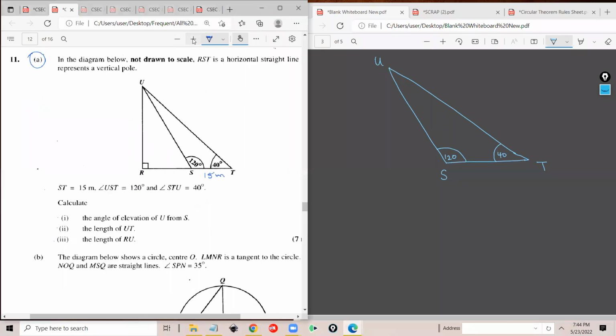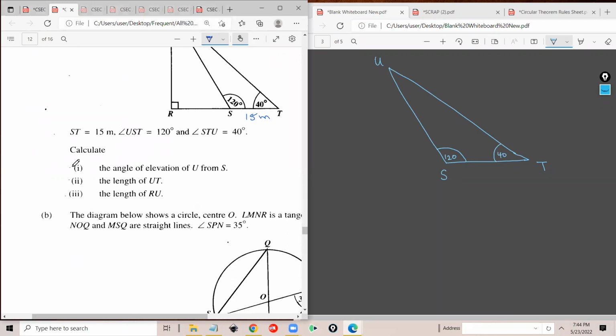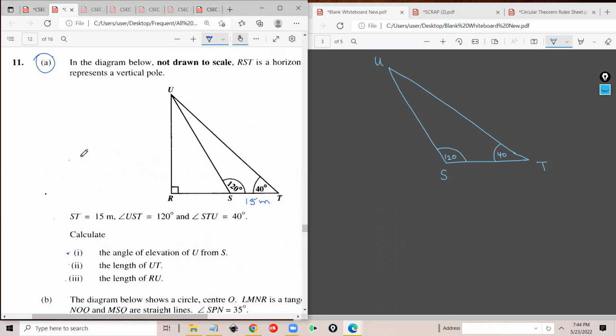In part one, they ask you for something called the angle of elevation. Now, they said the angle of elevation of you from S, which means we are standing at S. Angle of elevation is when you're facing forward, so if at S you're facing forward, and then you tilt your head upwards, like you're making your chin go upwards until you see the point U. Elevation means to move your head upwards. So they're really asking for this angle.